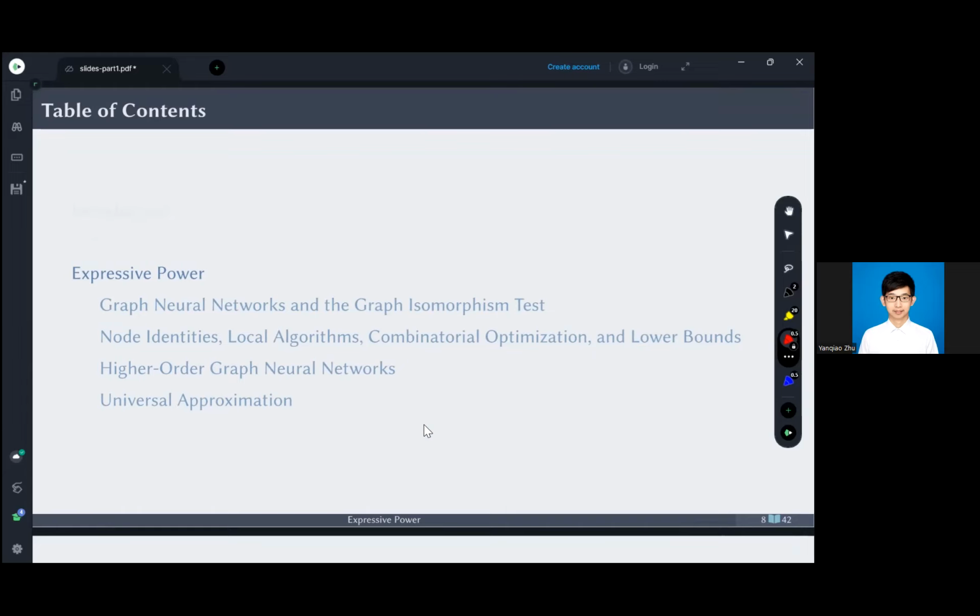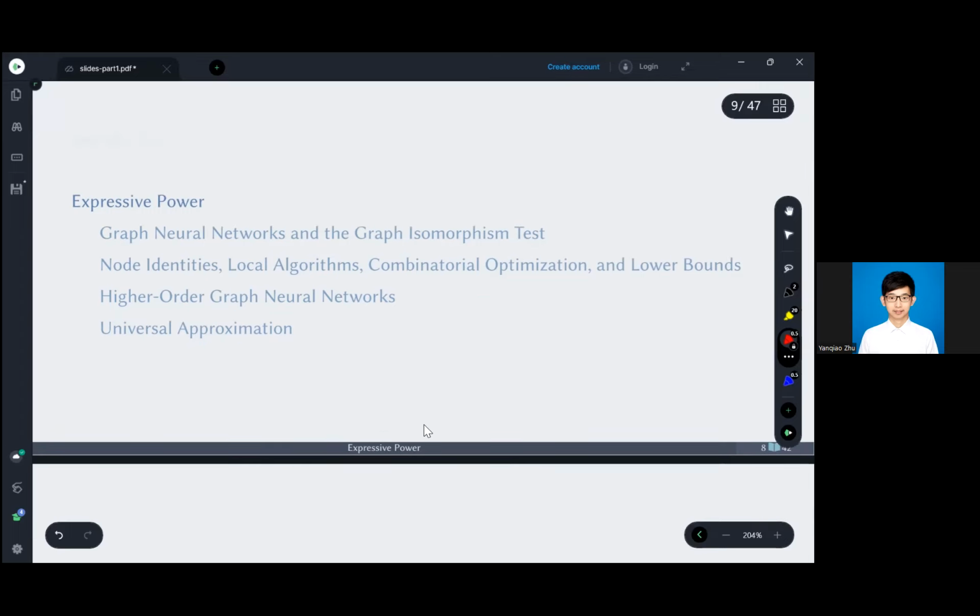The first is called node identities with local algorithms. And the second category of approaches we are going to introduce is called higher order graph neural networks. And based on the two approaches, we can obtain several theorems on the universal approximation abilities of graph neural network models.